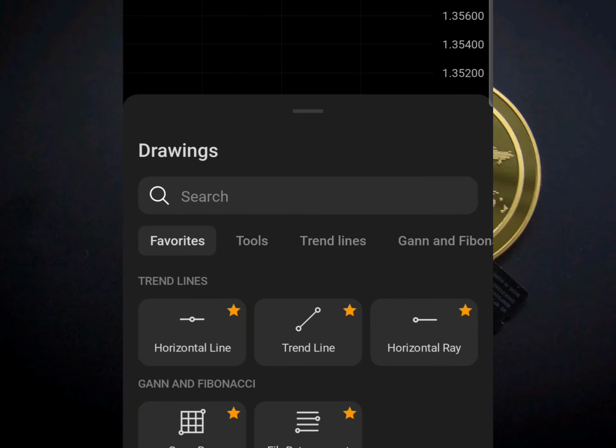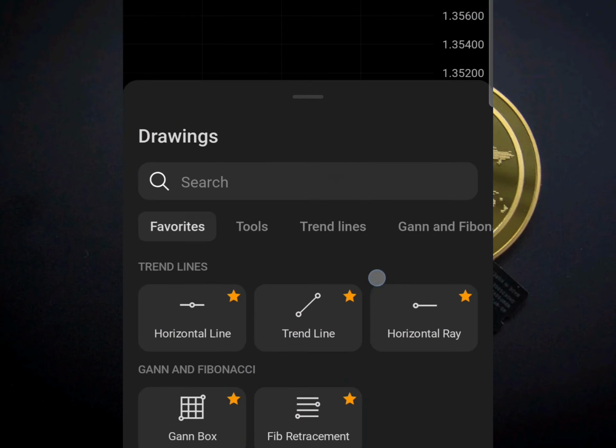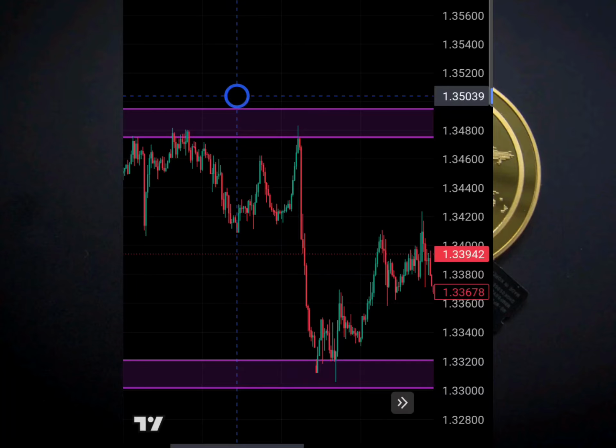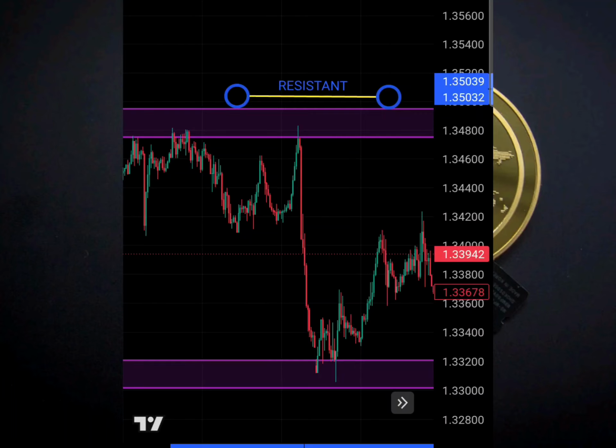This is your resistance level. This area is your support level, where the market failed to break down. I can even name it for you, but let me just put something on the top here so that you can understand. This area can be your support. Let me just go, let's say resistance. You can see I've already named it for you. That area is the resistance level.